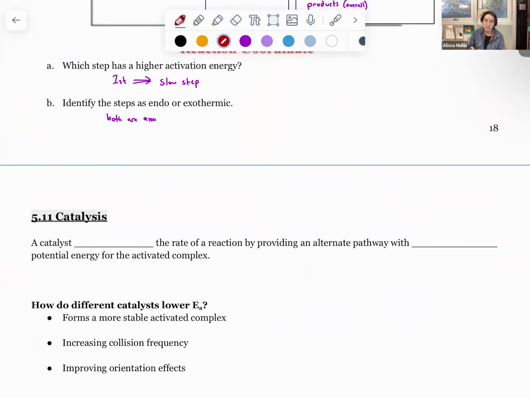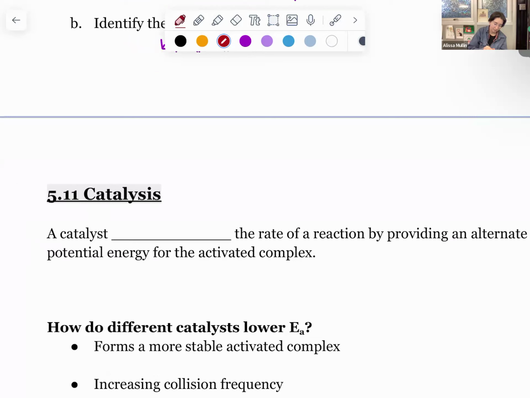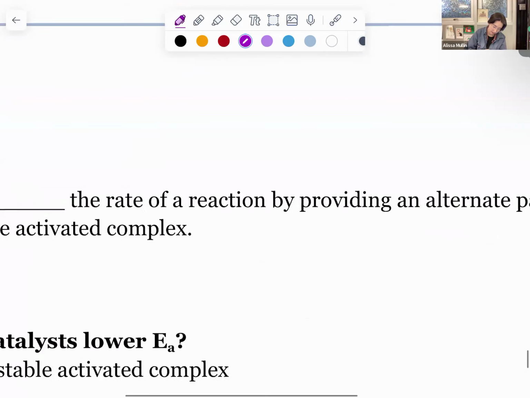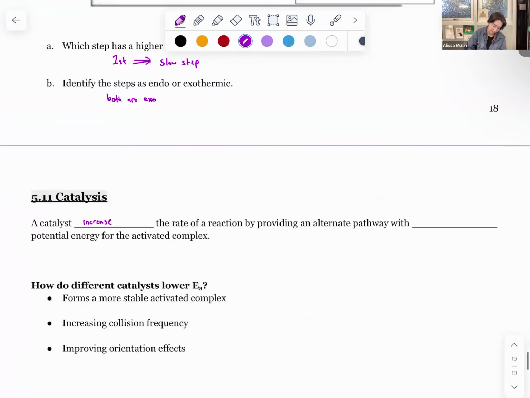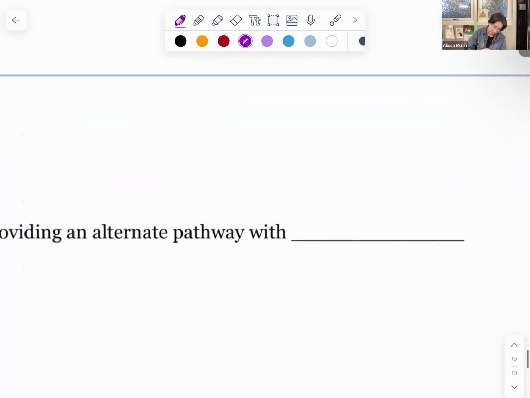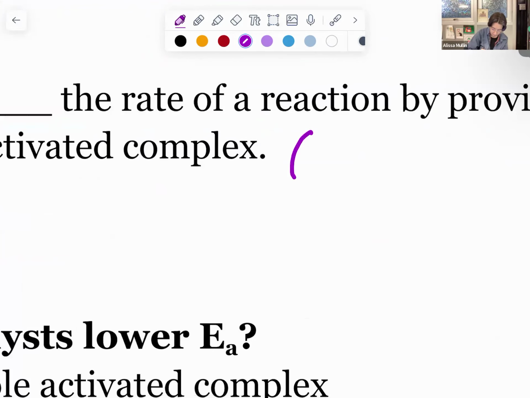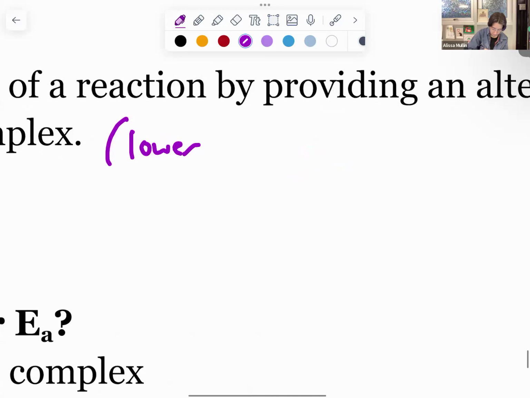I think that's kind of it. Catalysts, we'll talk a bit more about this in class, and I'll show you some visuals for it. But we'll just clarify: a catalyst is always meant to increase the rate of a reaction by providing an alternate pathway with a lower potential energy of the activated complex, aka a lower peak, aka a lower activation energy. So that's the point of a catalyst.